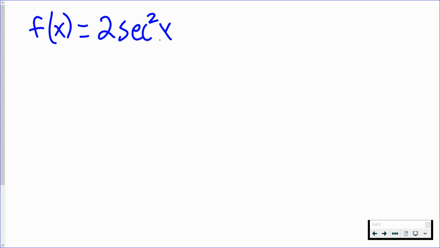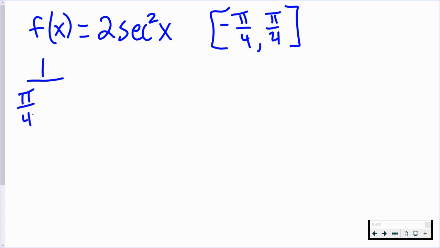Okay, let's do one more. Let's do a trig problem. Let's say we want to find the average value of the function, let's see, 2 secant squared of x on the interval negative pi over 4, pi over 4. So 1 over b minus a, 1 over pi over 4 minus negative pi over 4, times the integral from a to b, integral from negative pi over 4 to pi over 4 of the function.